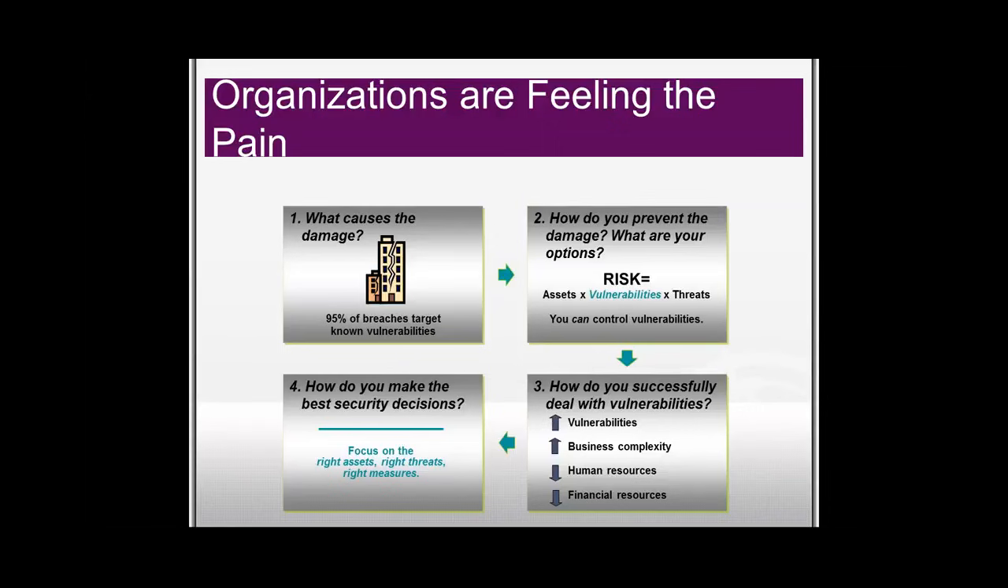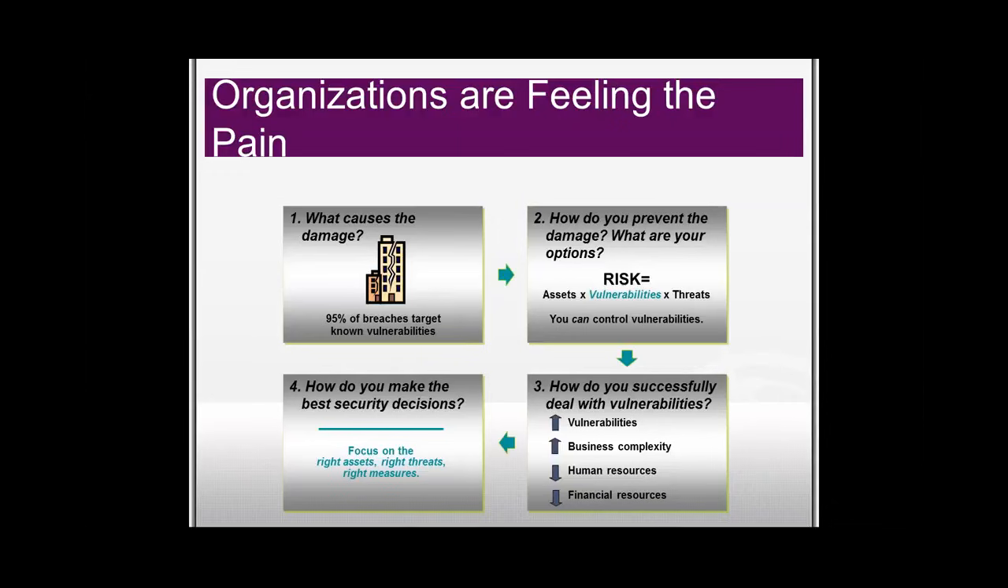Number three, we have to look at how do we successfully deal with the vulnerabilities. Vulnerabilities are doubling every year, if not more than that. They're becoming more complex. Our resources are down. People are starting to cut costs. And another thing, we throw a lot of technology at the problem. But it's not just a technology issue, as we'll see. It's also a human resources issue as well.